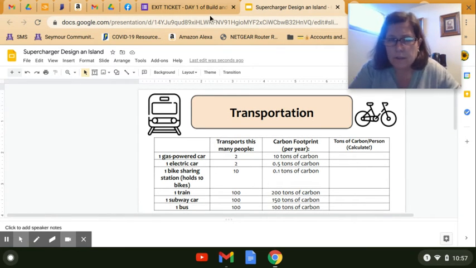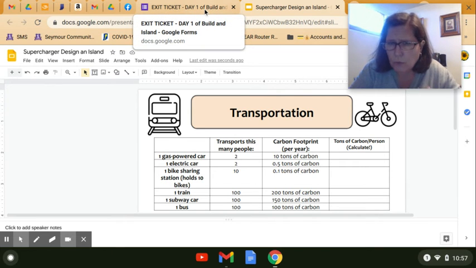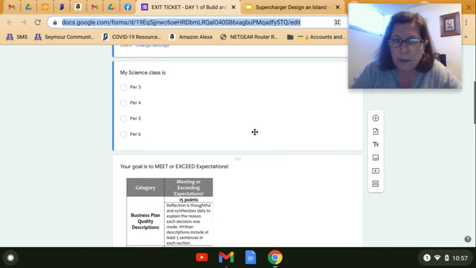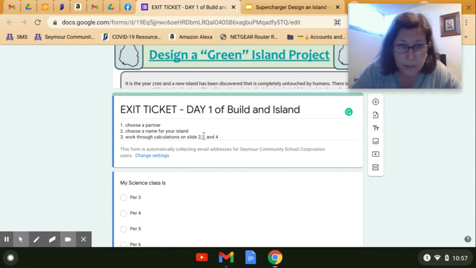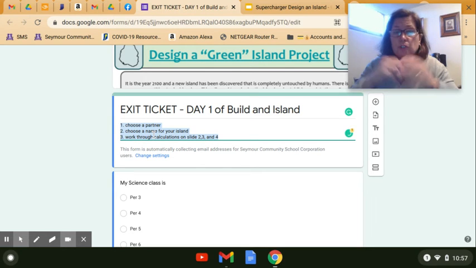And now, this is a lot of work, Mrs. Freeman, and how do I know what I have to do? Okay. So every day I'm going to give you an exit ticket. This is the exit ticket for day 1. In the directions here, it says these are the things that I wanted you to do today.